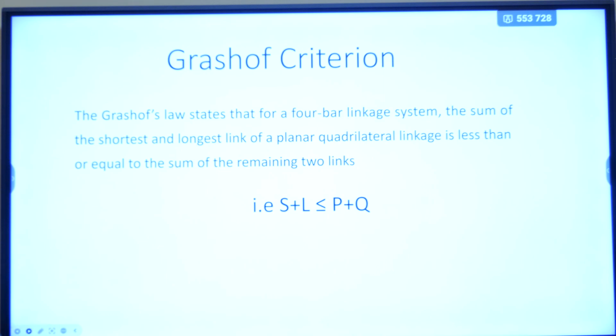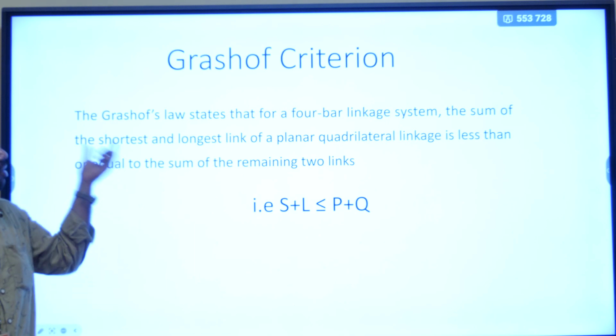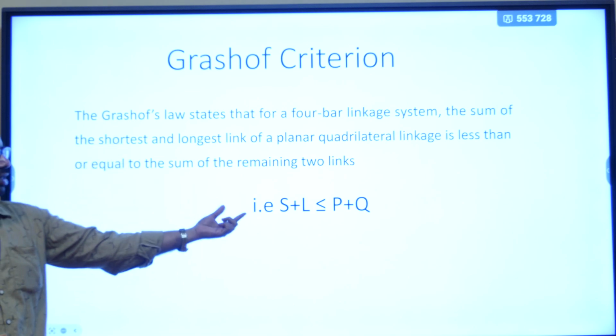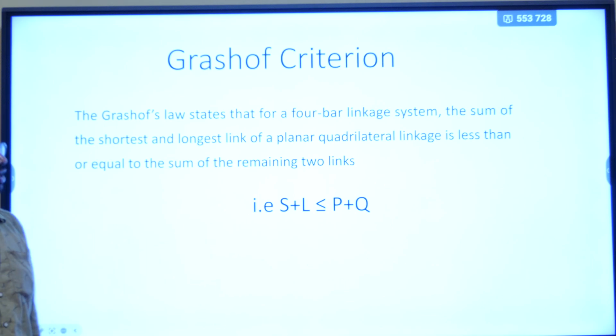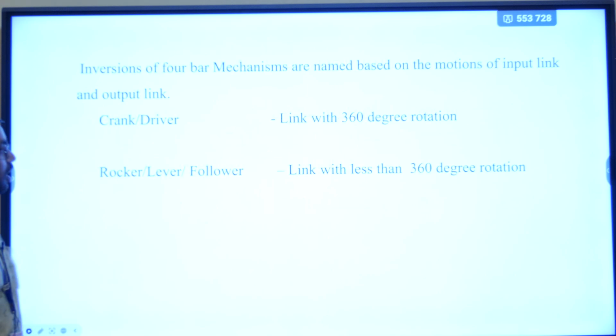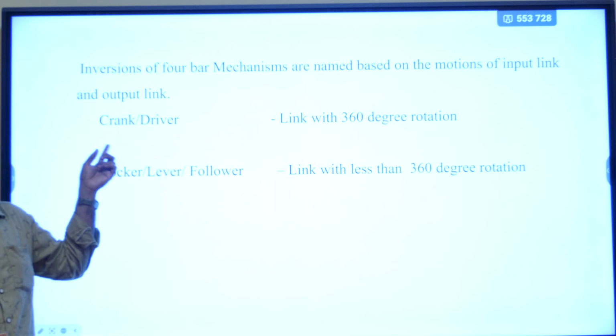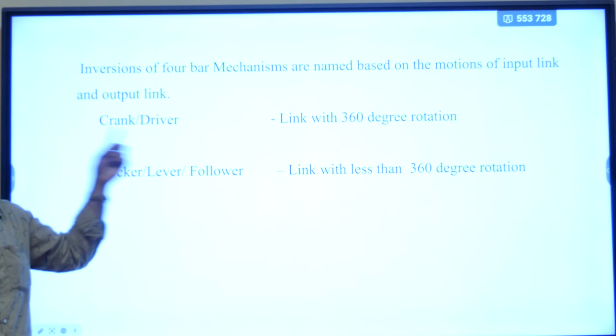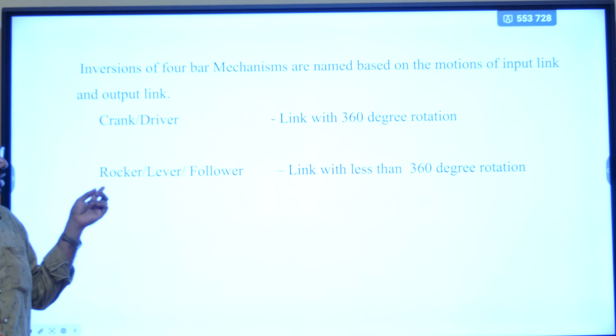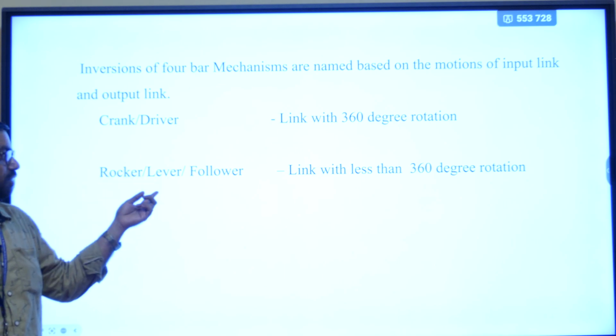This is the criterion we need to follow for the construction of the four-bar mechanism. Based on Grashof's law, the sum of the shortest and longest link lengths will be less than or equal to the sum of the other two intermediate links. As already discussed, the link which rotates completely is the crank, also known as the driver. The link which oscillates or moves through an angle is the rocker, also known as the lever or follower.